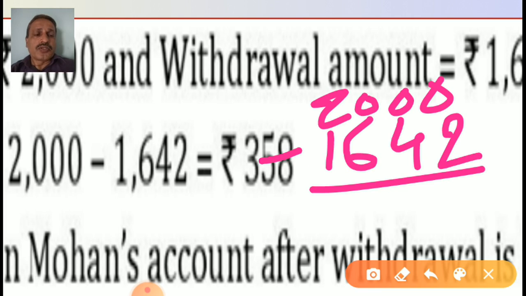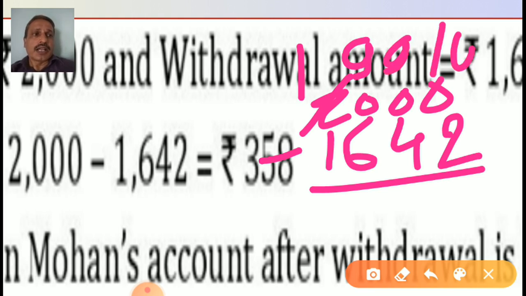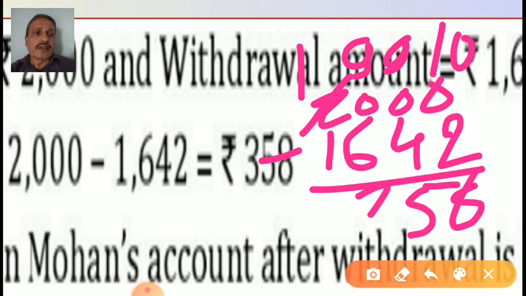0 is not possible, 0 is not possible, we can cut it. Here is 1, here is 9, here is 9, and the last number is 10. 10 minus 2, that is 8. 9 minus 4 is equal to 5. 9 minus 6 is equal to 3. And 1 minus 1, 0. So 358 is the answer.